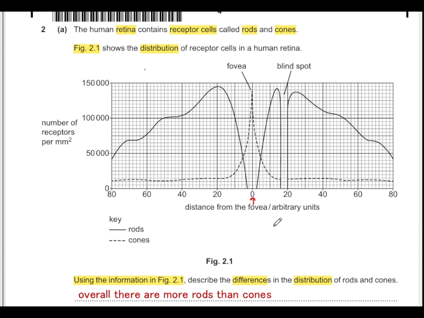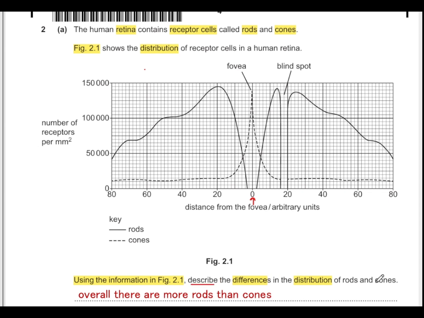In this video, we are looking at one of the past papers from the IGCSE Biology syllabus, on the distribution of rods and cones in the retina. The question is: the human retina contains receptor cells called rods and cones. Figure 2.1, this graph, shows the distribution of receptor cells in a human retina. Using the information in Figure 2.1, describe the differences in the distribution of rods and cones.